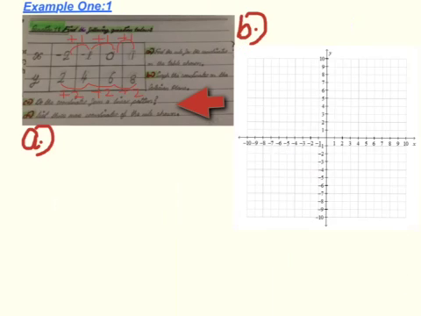Example number 1, question 1. Find the following. Part A, find the rule for the coordinates on the table shown. The table shows that x has a difference of 1 and y has a difference of 2, which means that y equals 2x plus or minus something. To find that something, we'll need to substitute the values. Let's pick the first value.